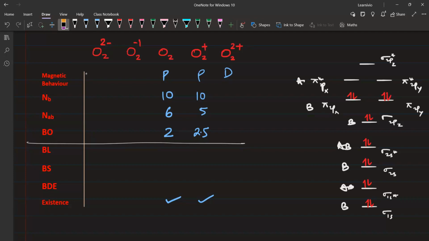Yeah, I've seen. ठीक है, check कर लेते हैं इसे. So O2 positive में each will be 10. This will be 4, so this will be 3. Will be existing. ठीक है.